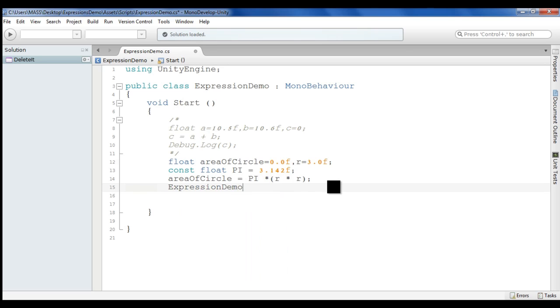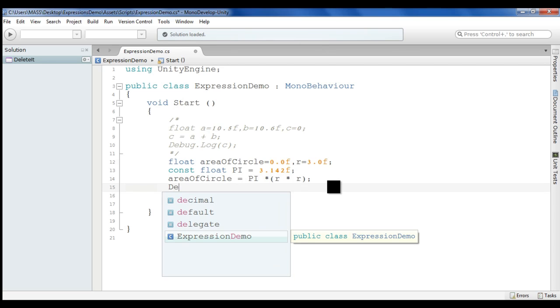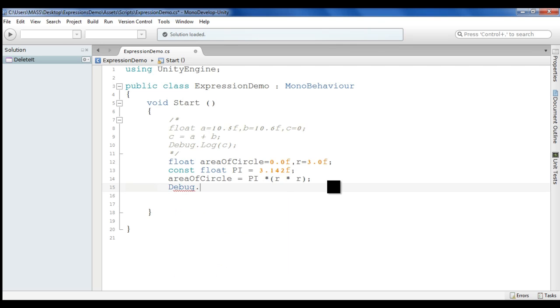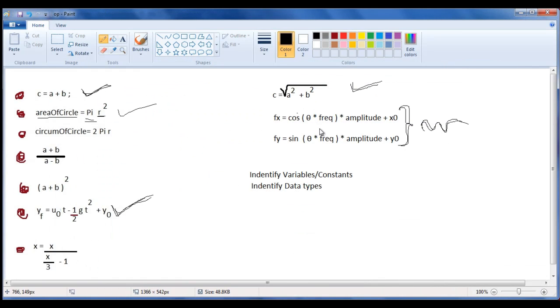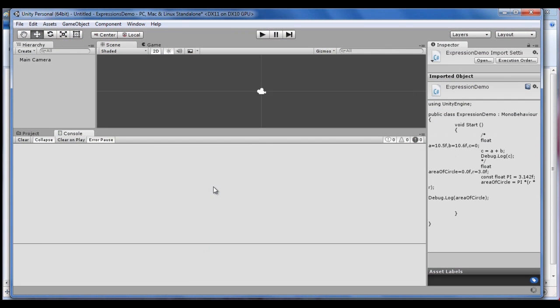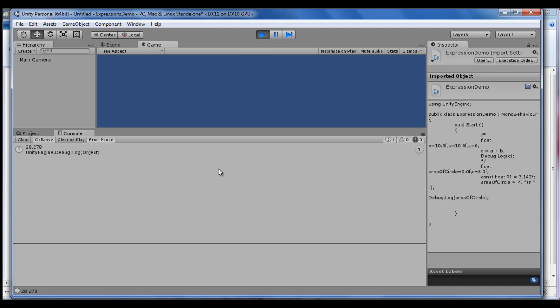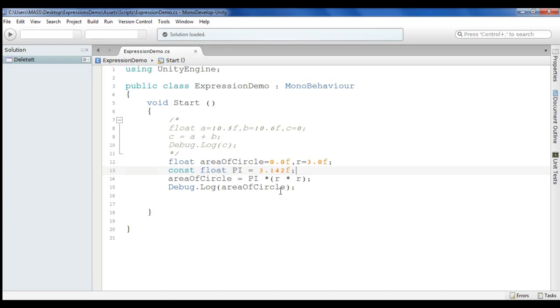Now let us debug.log area of circle, and let us see. Okay, if everything is perfect, we should get the result properly. Let's come back. We don't have any error, and let's run and check out. We got the result 28.278. That is how you are going to convert the formula area of a circle is equal to pi r square.